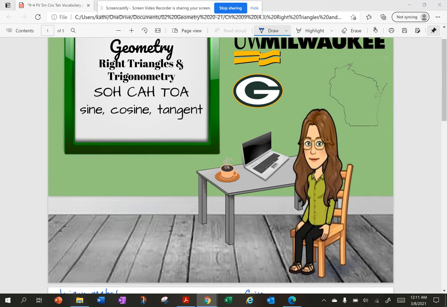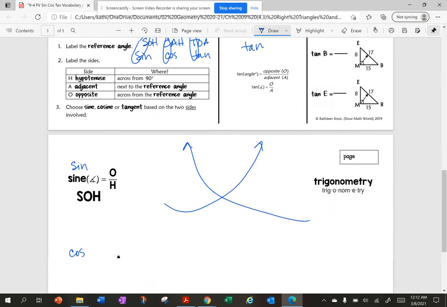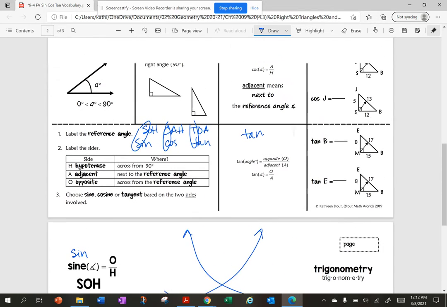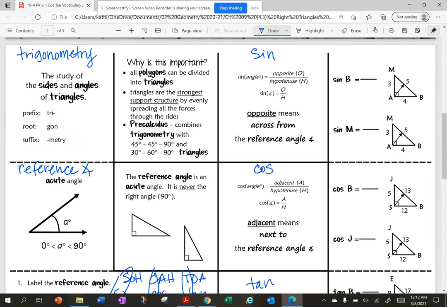Today's lesson, I am going to pre-teach vocabulary for trigonometry, for sine, cosine, and tangent. Okay, so for those that print it out, I just want to make sure you understand when you're looking at the paper, these boxes are on the opposite sides. So we're going to start on the top left.